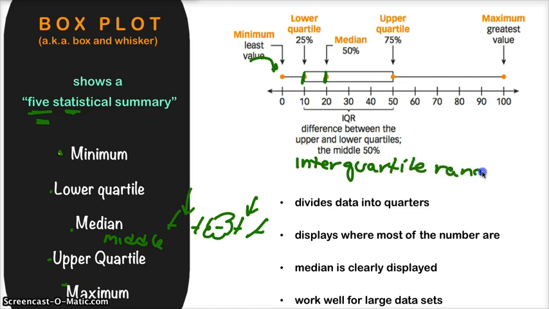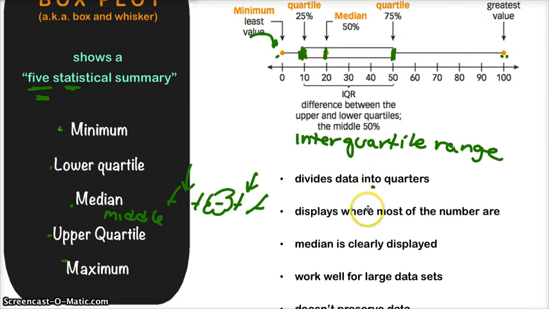If you think about range as being from the lowest to the highest, interquartile range is the difference between the quartiles. So what does a box and whisker plot do? It divides the data into quarters. And even though you think of them like quarters as splitting a sandwich, we're still finding the middle. We're finding half of the middle and half of the lower and half of the upper. So we are splitting data into quarters. It displays where most of the numbers are. So we can see right here that most of our data is falling in that box.